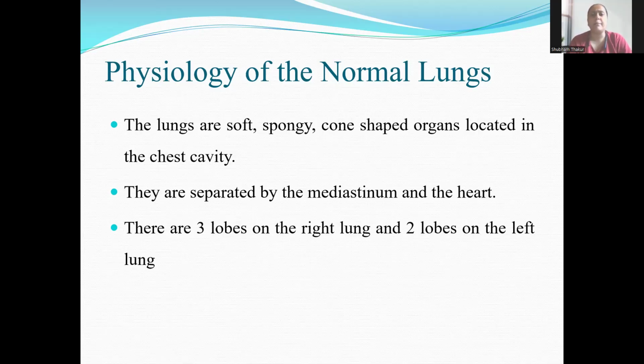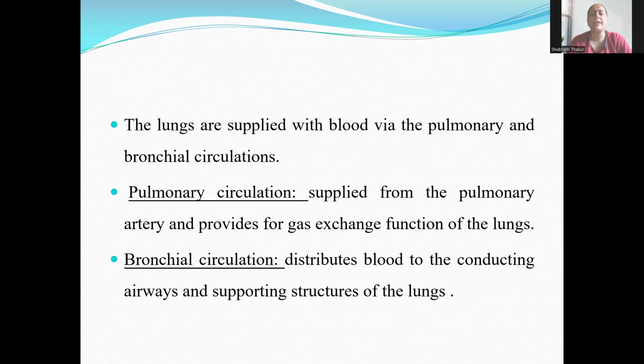They are separated by the mediastinum and the heart. Okay. There are two lungs, the right lung and the left lung. The right lung is divided into three lobes: upper, middle, and lower. And the left lung is divided into two lobes: upper lobe and lower lobe. Now that is the anatomy.